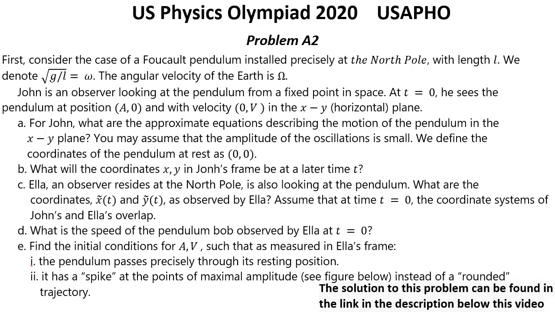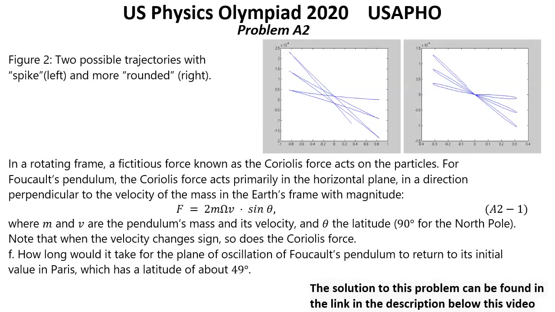Question E. Find the initial coordinates A, v such that, as measured in Ella's frame, Case 1. The pendulum passes precisely through its resting position. Case 2. It has a spike at the points of maximal amplitude, see figure below, instead of a rounded trajectory. Figure 2. Two possible trajectories, with a spike on the left and more rounded on the right.